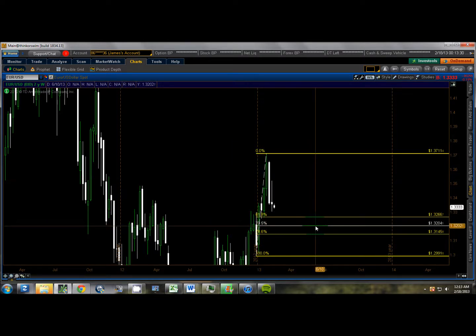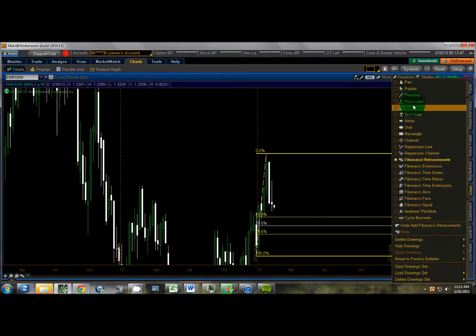Now the 70% level is the optimal trade entry, right? And you can see it's actually right near the 132 figure, and so we have a psychological level at play there as well. But I don't want to leave this Fibonacci level on here because it'll get really confusing when I start going to different levels, so I am going to go to drawings, price level.